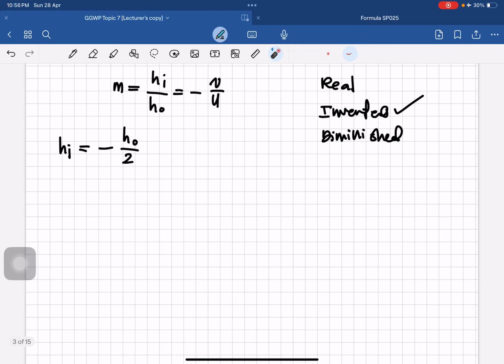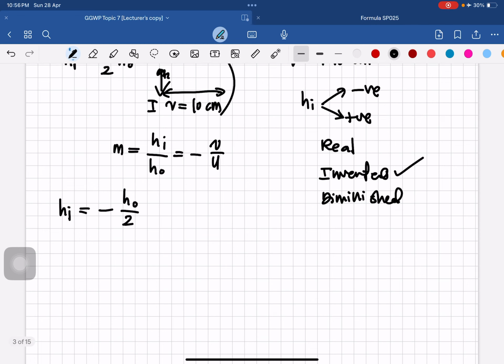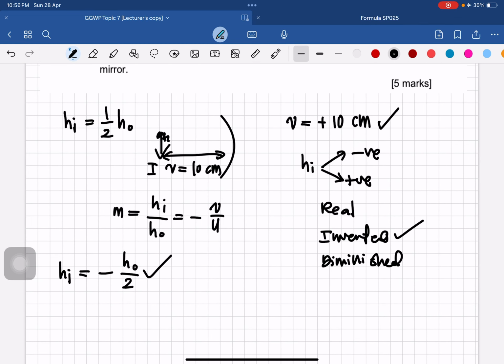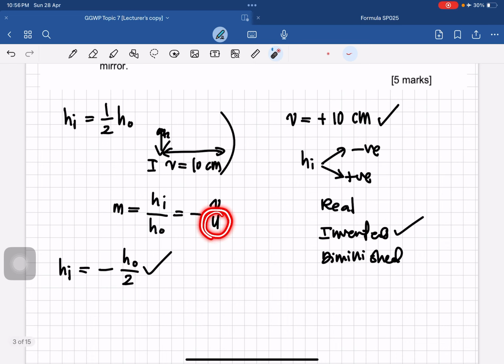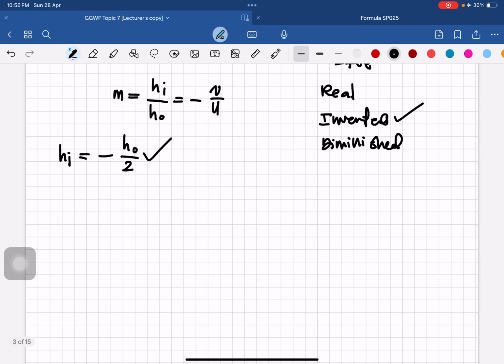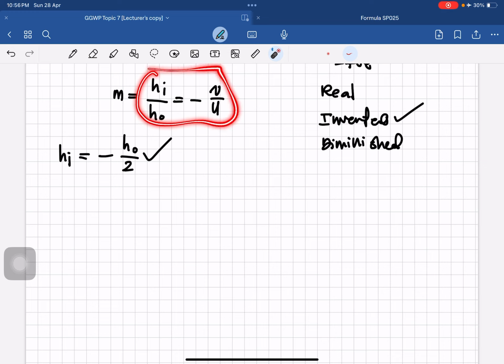Okay, so sekarang ni we double check, do we have everything? We have V, which is this one here. We have height of the image. So now the main thing that we want to find is the height of the object. So sekarang ni kita just substitute lah. Kita remove M from the equation. So we're not going to use this part of the equation. We're just going to use this part of the equation.